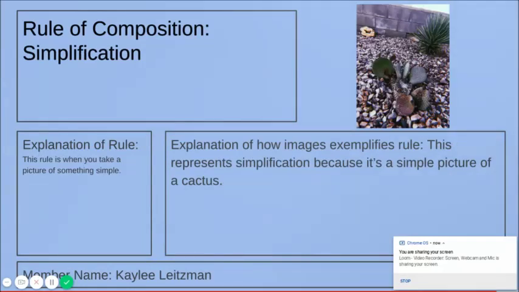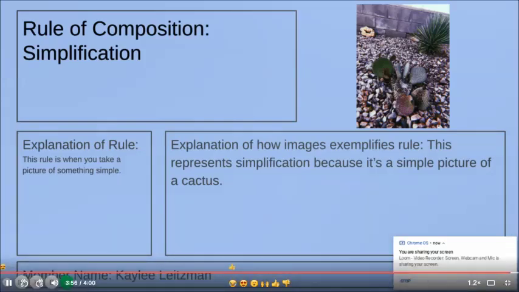I did simplification. This rule is when you take a picture of something simple. This picture represents simplification because it is a simple picture of a cactus.